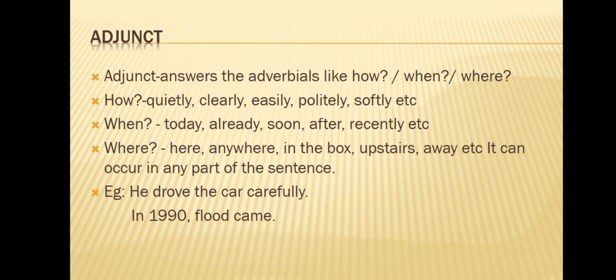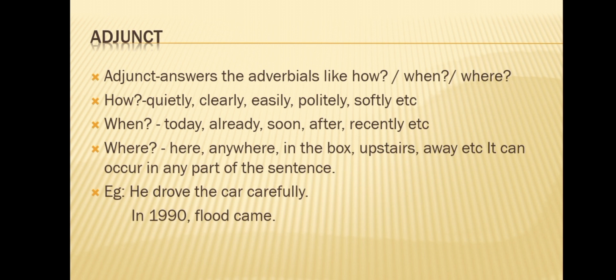You take these examples. How an action is done, how the subject did an action, like quietly, clearly, easily, politely, softly. These are all the words which answer the question how something is done, how some action is done. So if it answers the question how, then it is an adjunct.